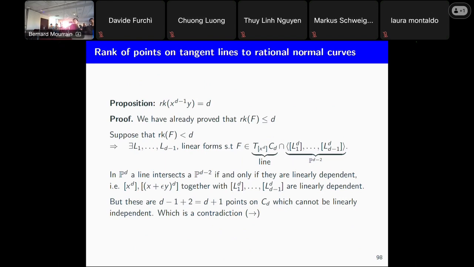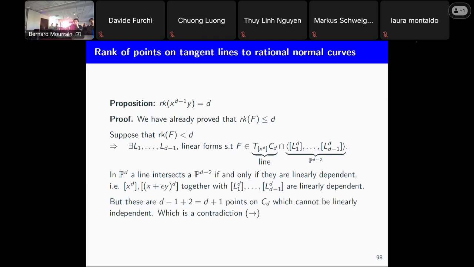You may also think of this point as a double point, but I didn't want it to enter into the scheme notation. So for people that like schemes, you might take this point as a double point, like a 2-jet. But I don't want to enter this argument now, so I just want to generate this line with this point and the tiny variation of this one. And so I'm saying that all these D minus 1 plus 2 points, so D plus 1 points, have to be dependent. But they are D plus 1 points on this curve.